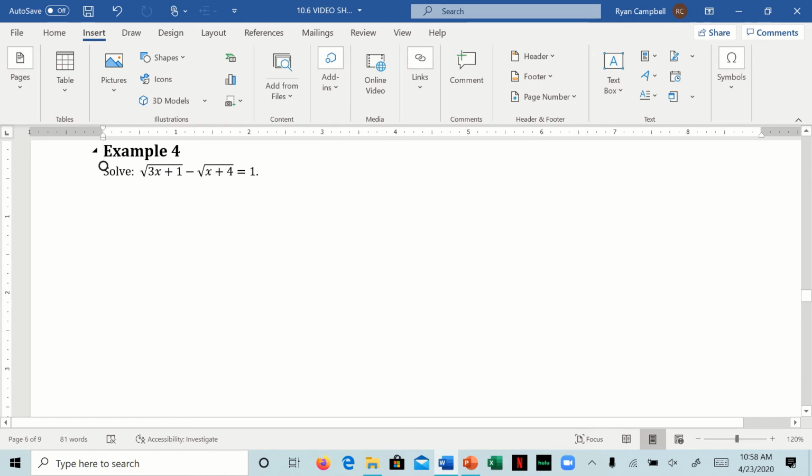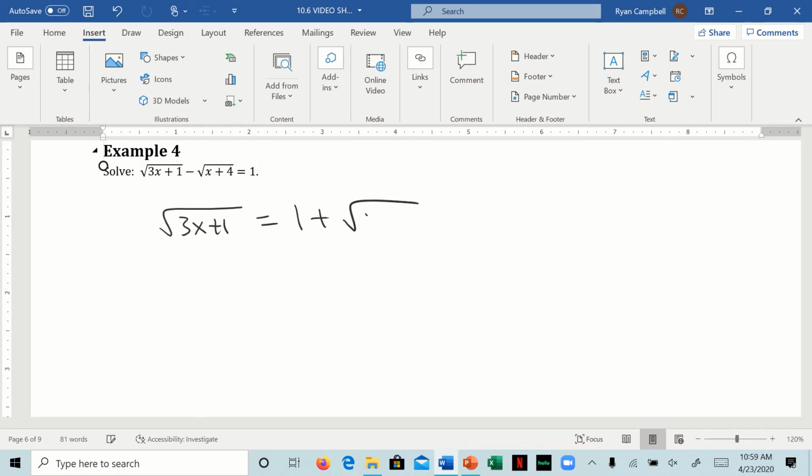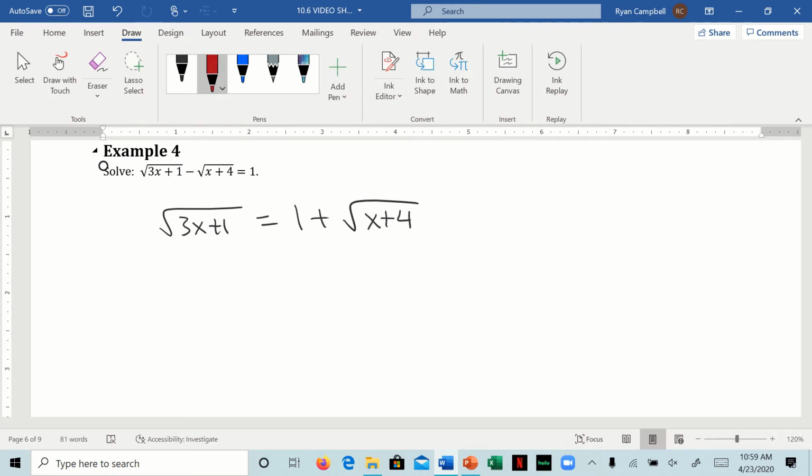All right, so now we got something a little harder. So we have two radicals, right? So notice step 1 just said let one of them be isolated. So let's just isolate the square root of 3x plus 1. So we can add that to one side. So we have the square root of 3x plus 1 equals 1 plus the square root of x plus 4. Now let's square both sides.